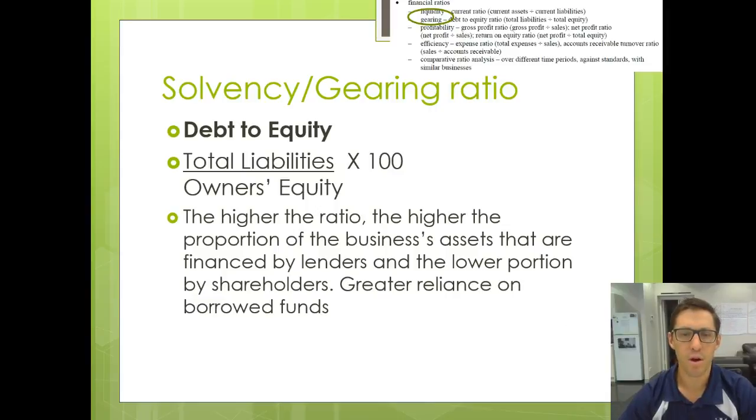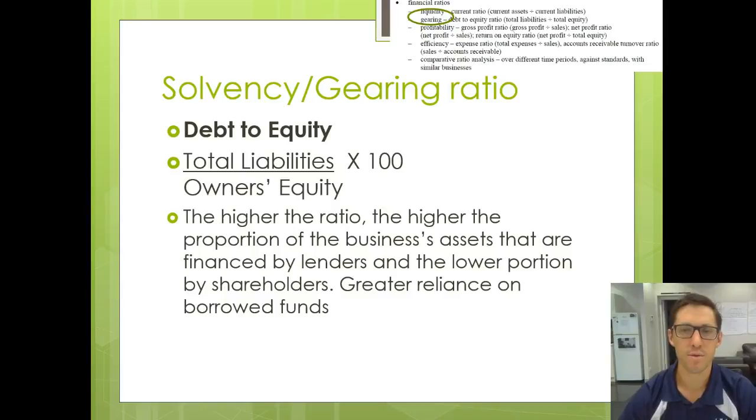For this ratio, the higher the ratio, the higher the proportion of the business's assets that have been financed by lenders, and the less amount are being funded by shareholders, i.e. equity. So there is a greater reliance on credit or on borrowed funds from the banks. So a business which is considered to be highly geared, or to have a high gearing ratio, means that they have taken the option to borrow more of their capital than access capital from shareholders.